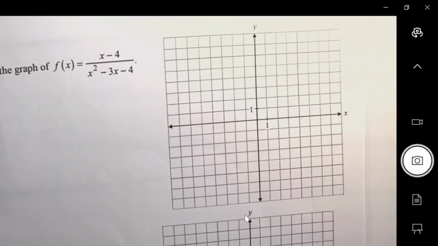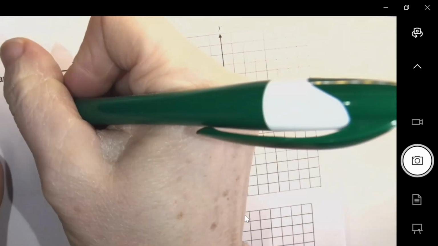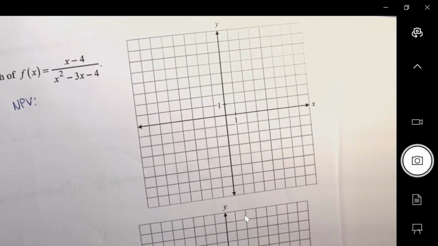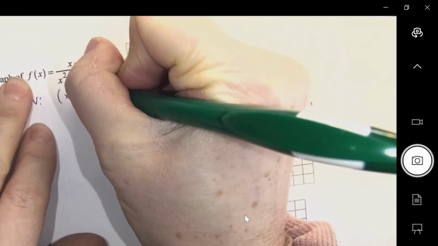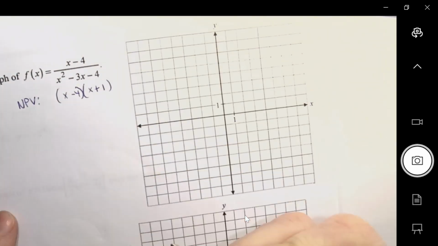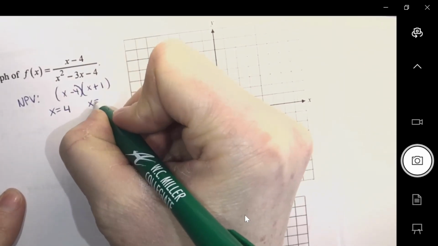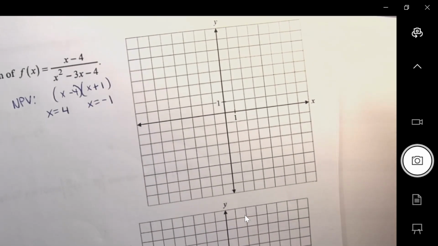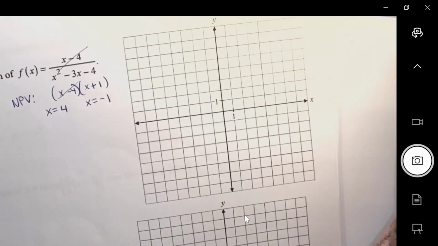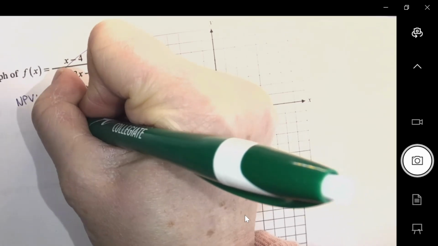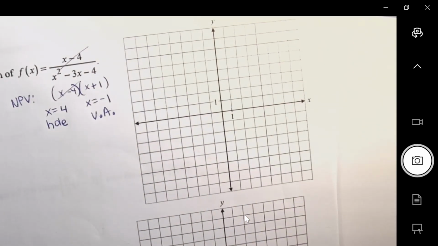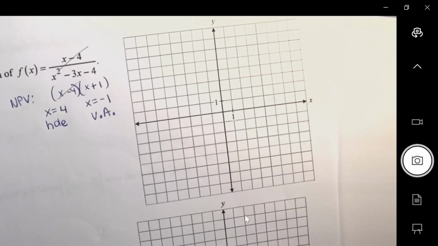Okay. Sketching this graph. The first thing I'm going to do is figure out what's not permitted on the bottom of a rational equation. So I think you're going to need to factor that. Okay, there's two x values that I cannot have exist, so 4 and -1. Then this would cancel. So this one is going to be a hole, and this one is going to be a vertical asymptote. Those were the rules. If it cancels, it's a hole. If it doesn't, it's an asymptote.